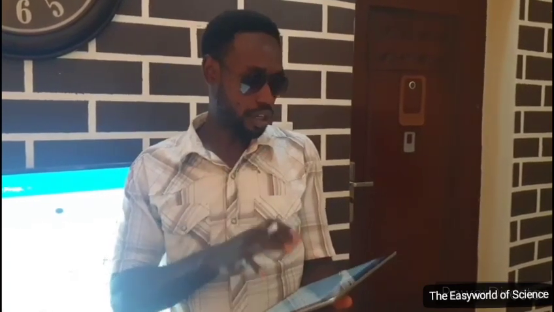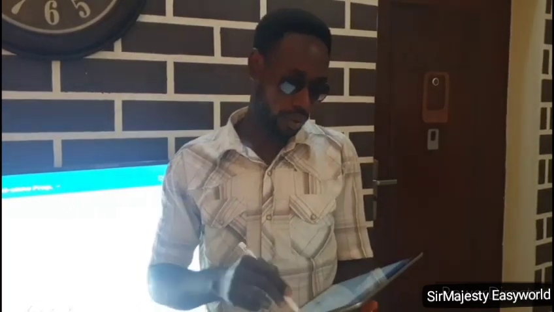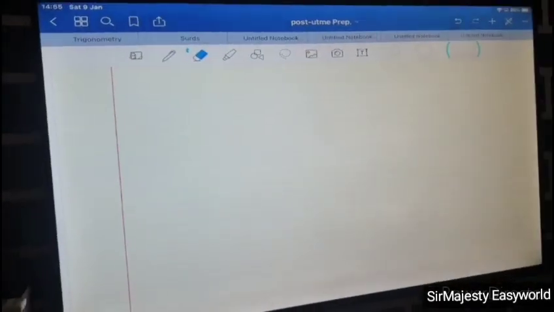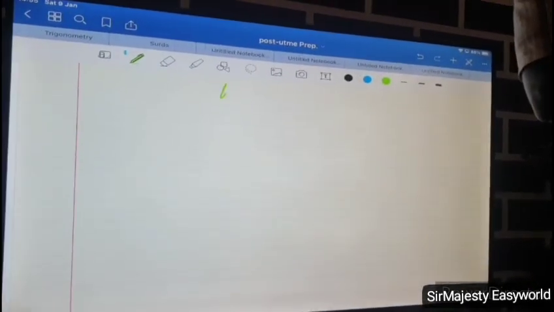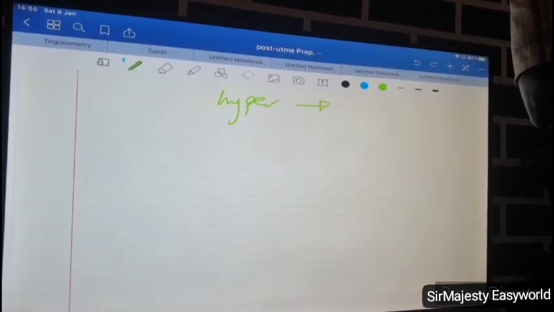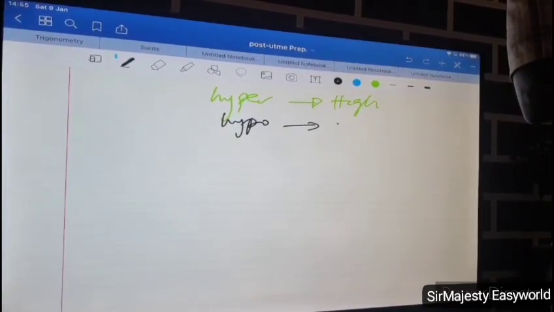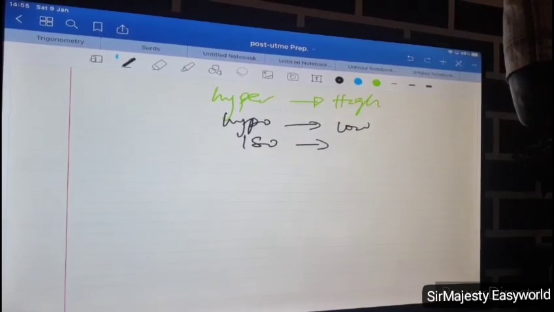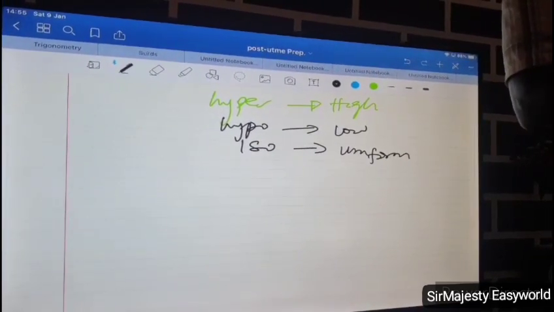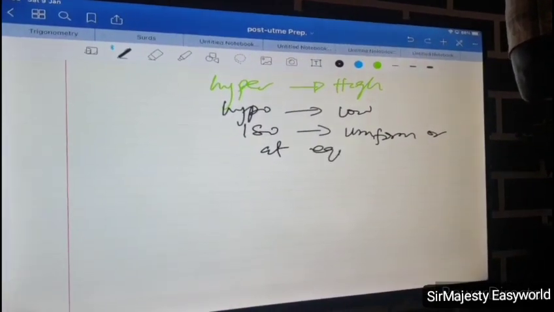So this particular terminology, that's the language of science, is very nice. It will help you a lot to answer questions that you never know. Another one for biology is that when you hear hyper, it means high. Hypo means low. Then iso means uniform, similar. So these are the common terms you might meet. Hyper means high. Then hypo means low. Iso usually means uniform or at equilibrium.